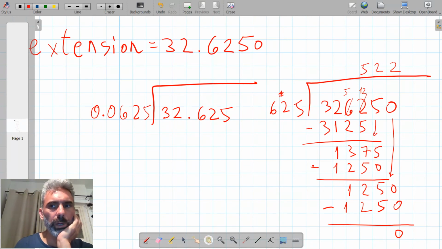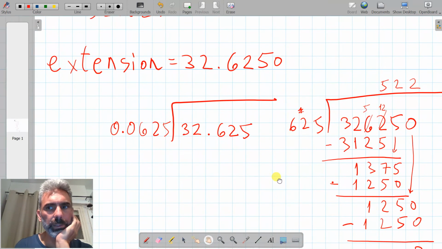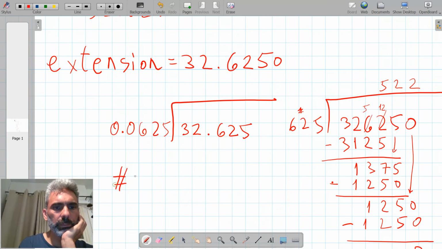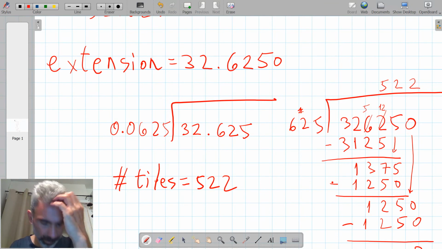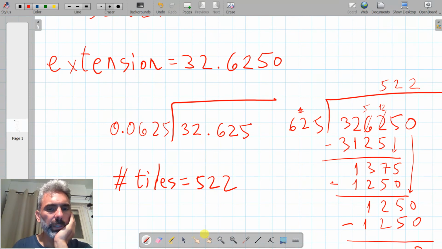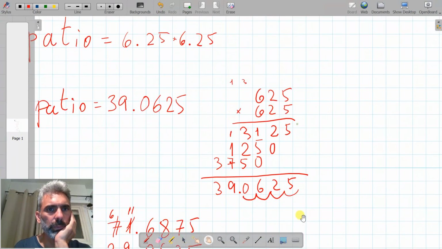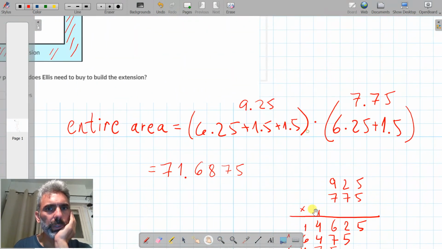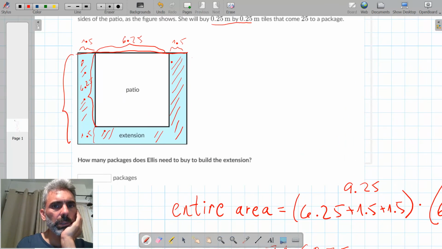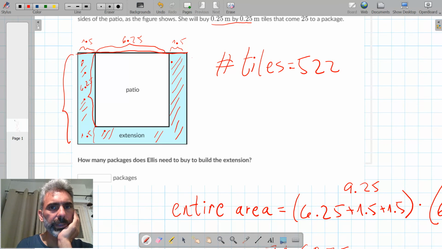So I need 522 tiles. This is the number of tiles that we need to cover the extension. 522, this is how many tiles we need.